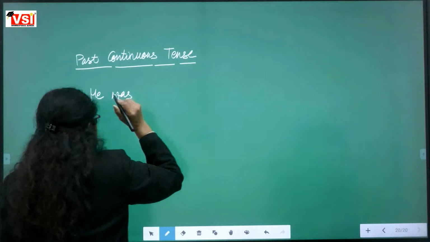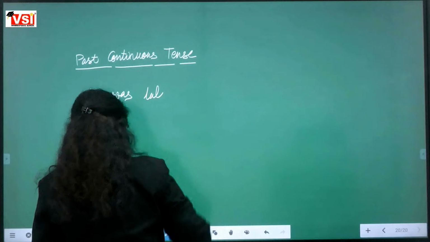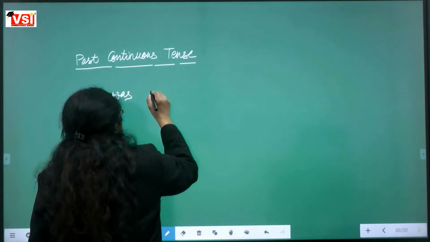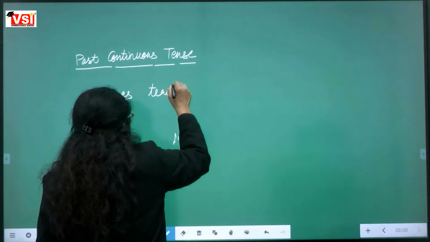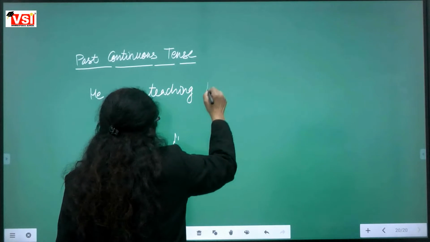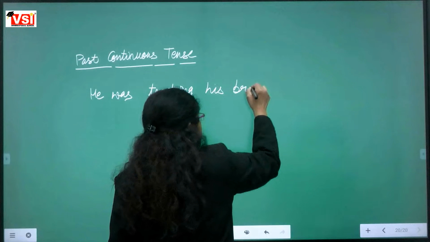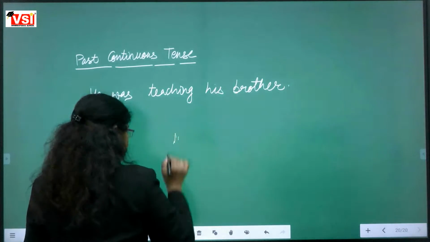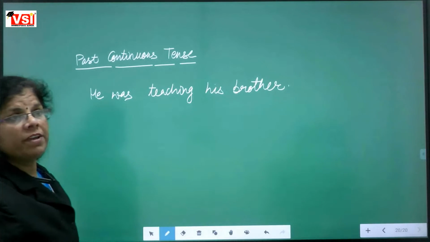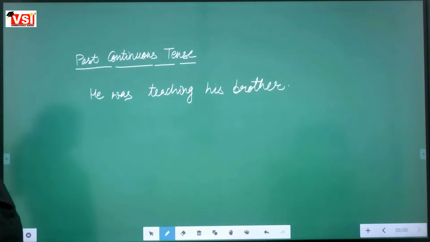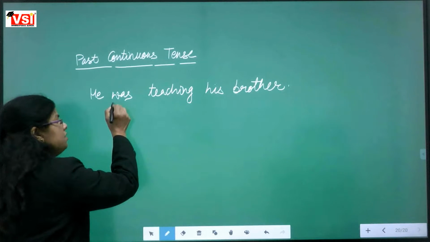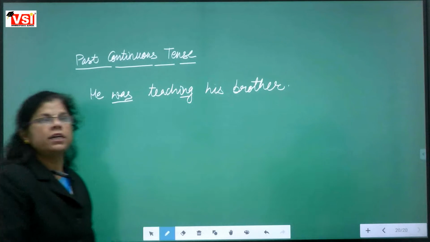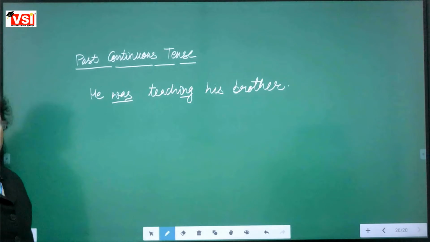So here we are taking an example from past continuous tense: he was teaching his brother. This is a sentence of past continuous. How can we identify that this is a sentence of past continuous? Because we are using was, were, and we are using ing. So this is the identification that it is a sentence of past continuous tense.